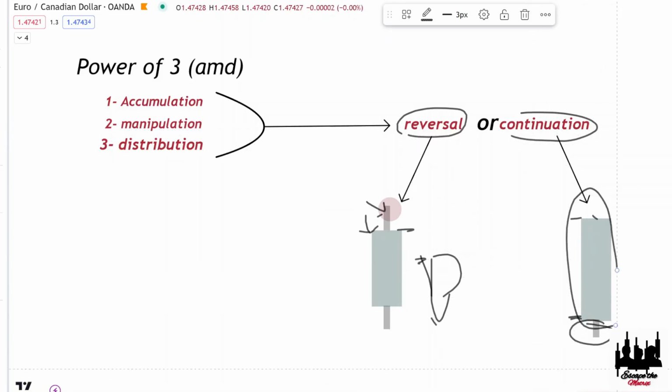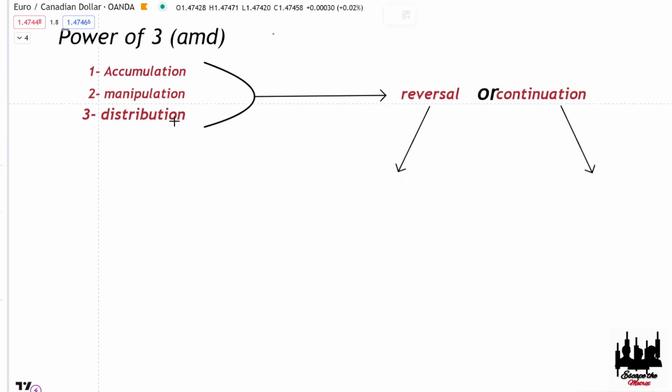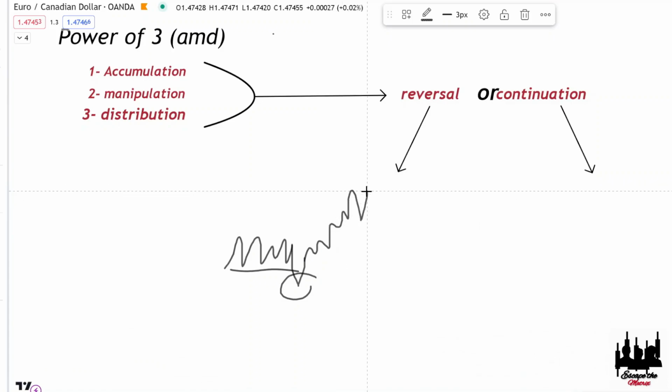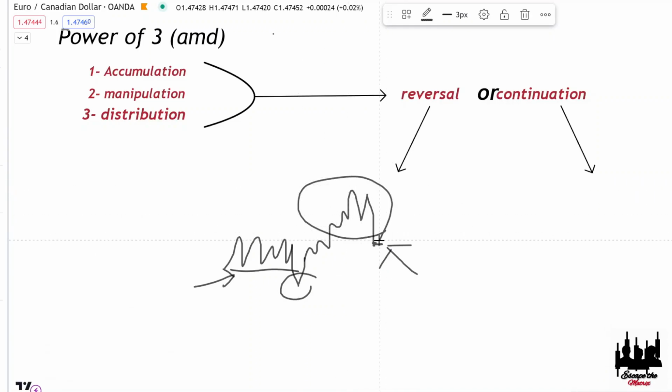Let's expand on this. So in a reversal case, we can say price accumulates, fakes out, does the manipulation, traps anybody that tried to sell under the consolidation, to later go in an expansion phase, to then reverse and close right here. So what do we know? Price open was right here, price close was right here. So this would be our reversal.